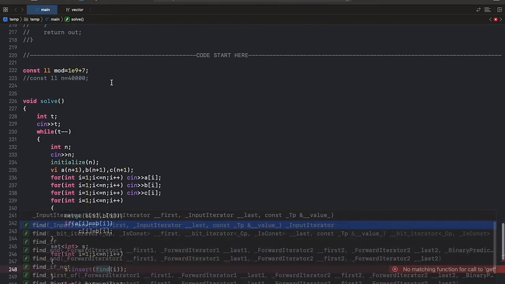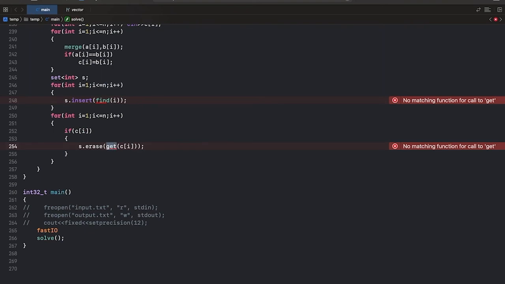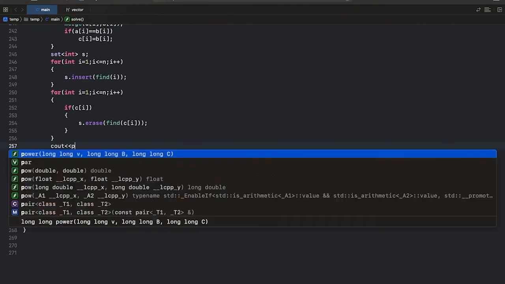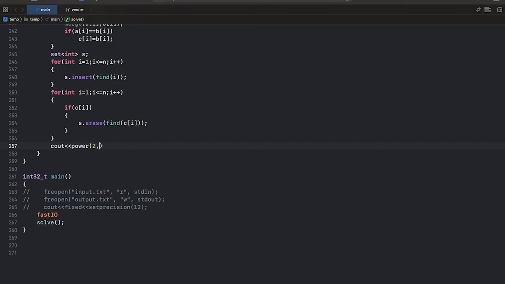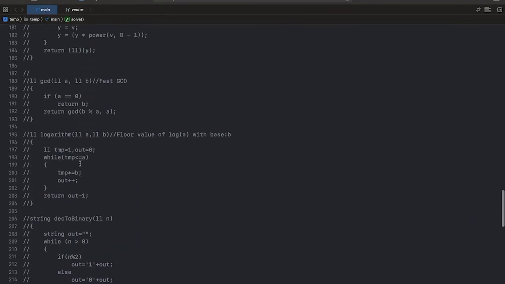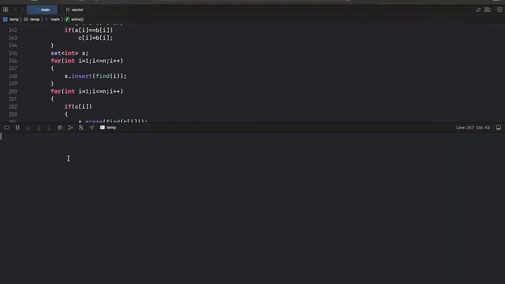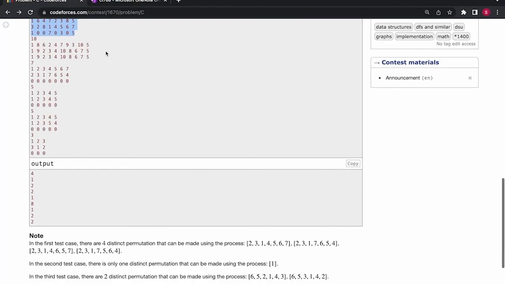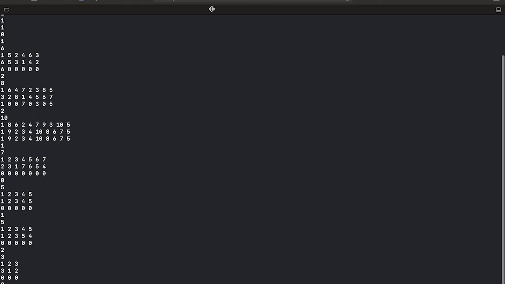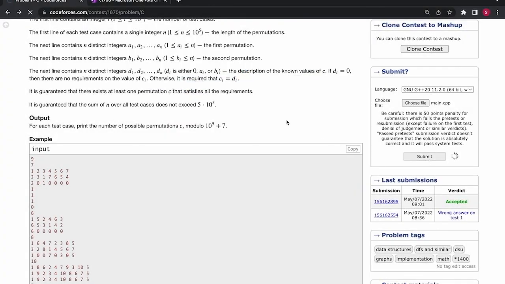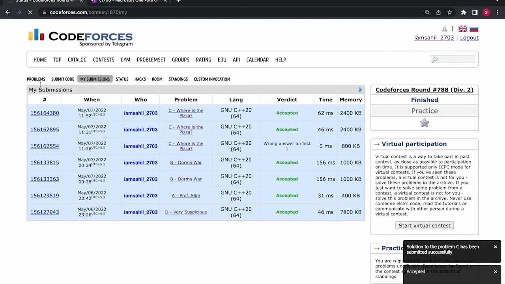Okay, the function is find here. And then we'll form the answer. I have a modular power function written as well. Yeah, so I'll submit the code. Okay, so the code is accepted.